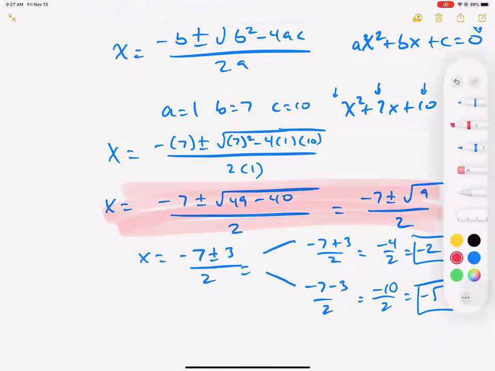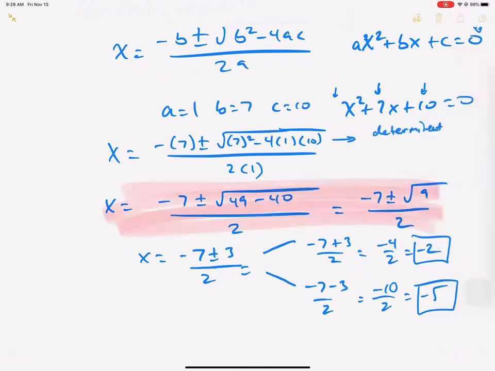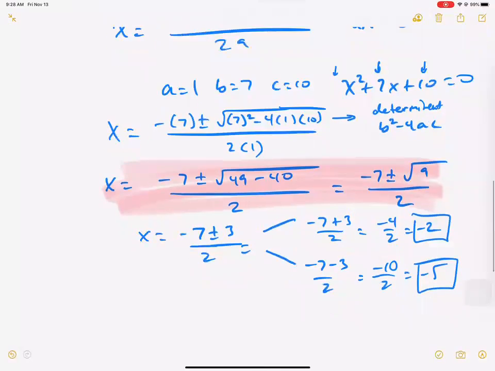If we look at the inside part right here, this is what we're going to call the determinant. The determinant is going to be this b squared minus 4ac part. That's what the determinant is. So we're going to steal that out. I'm going to show you guys a trick, and this is something that's going to be in ISL today.